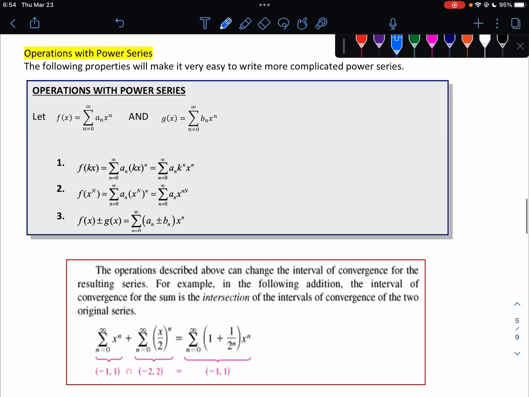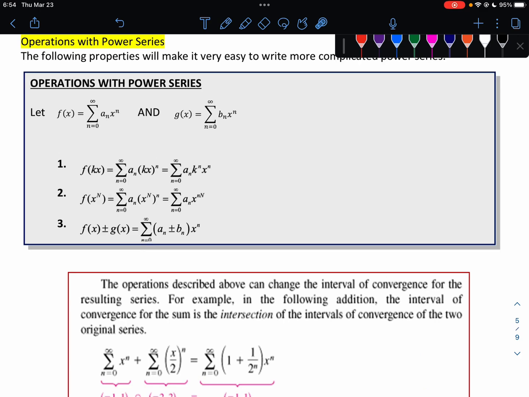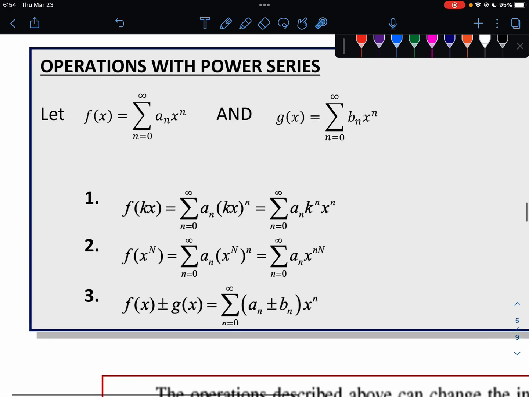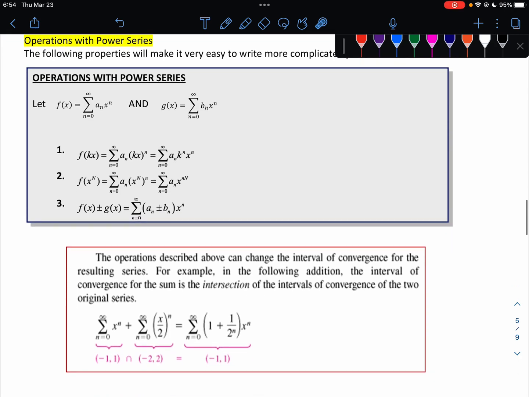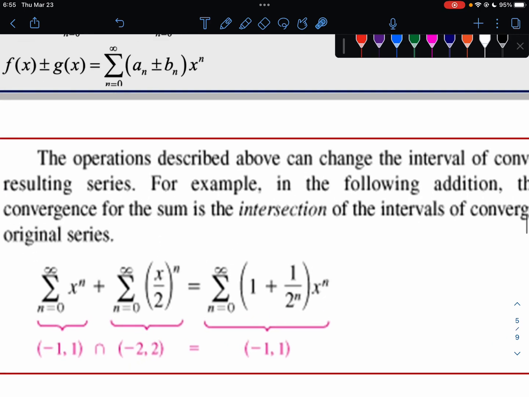All right, so some operations with power series here. You can see what we can do with some power series. We are allowed to multiply a power series by a constant. All right, we are allowed to square a power series or cube a power series, whatever, and we are allowed to add or subtract different power series together as well. Okay, the operations described above can change the interval of convergence for the resulting series, however. For example, in the following addition, the interval of convergence for the sum is the intersection of the intervals of convergence of the two original series, as you see down here below.